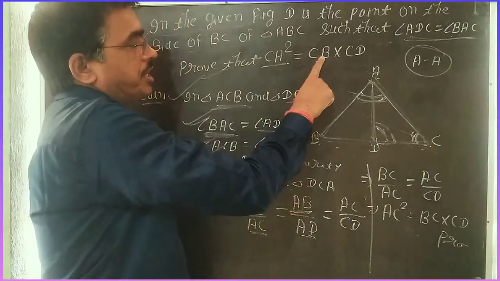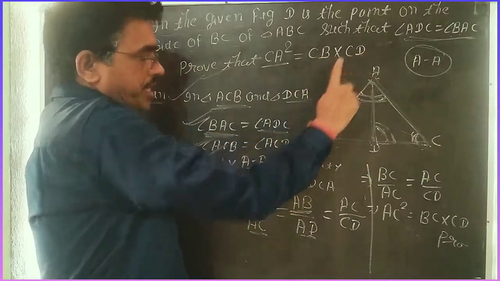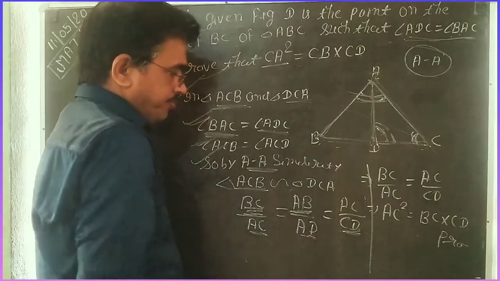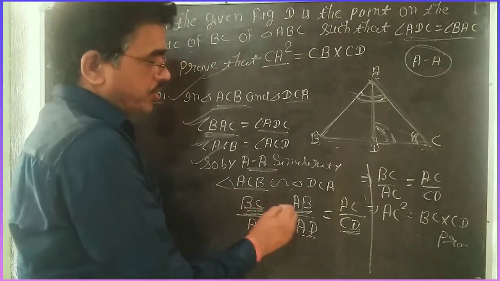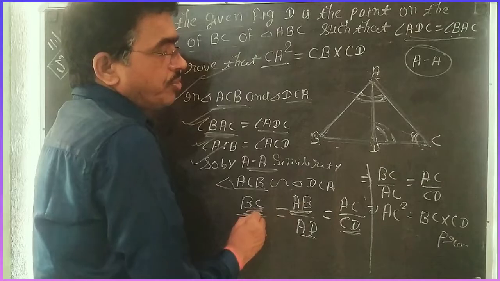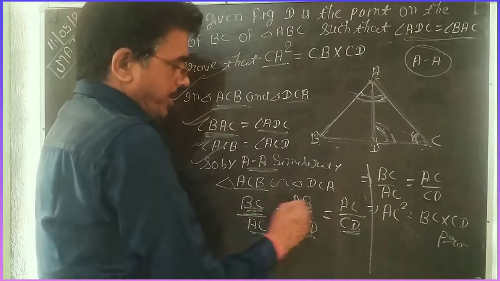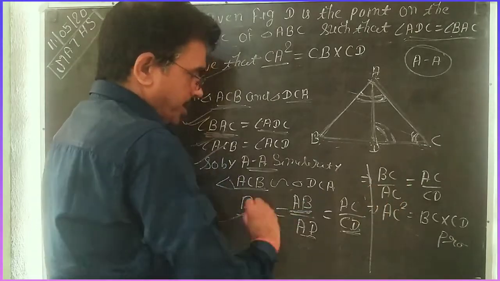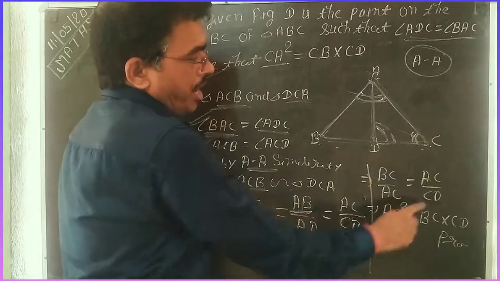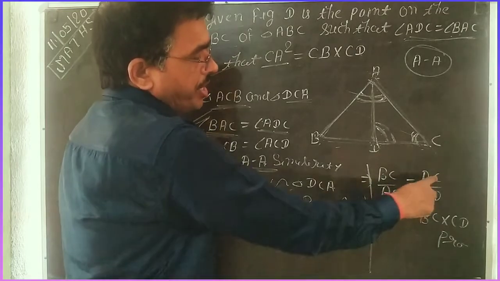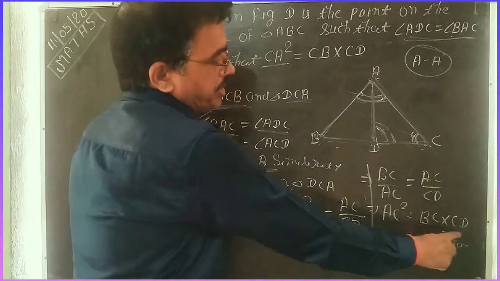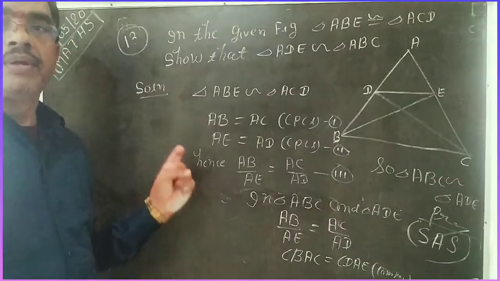Now see your question. Your question is related to CB and CD. So CD is here and CB is there. So only take these two ratios. I write only these two: BC by AC and AC by CD. And now cross multiplication. So what is it? AC square is equal to BC into CD. That is proved. It is your question.